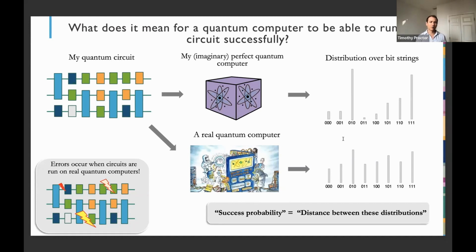At a high level, we can quantify success probability, how well we can run this circuit, as the distance between these distributions. And that is not a single well-defined concept. There are many ways you could quantify distance, but that's the general idea of what we're trying to do.